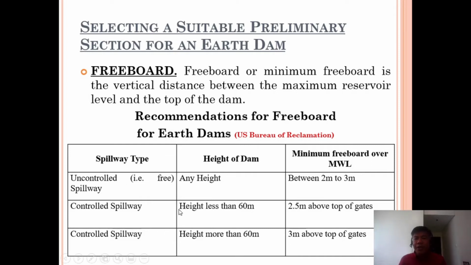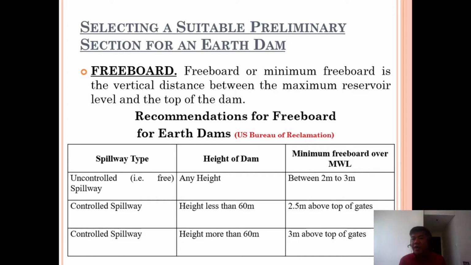For the freeboard, you have here a table from the US Bureau of Reclamation. It depends on the spillway type or the height of the dam. So you can have there the minimum freeboard over the maximum water level. If it is of any height, then it is an uncontrolled spillway. You can use between 2 meters and 3 meters. So 2 meters actually is big enough to have as a freeboard. But some other designers have it at a maximum of 3 meters for safety factor.